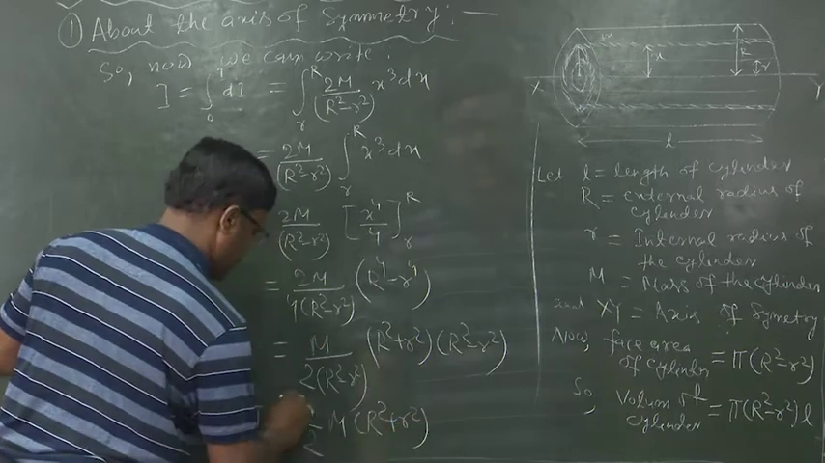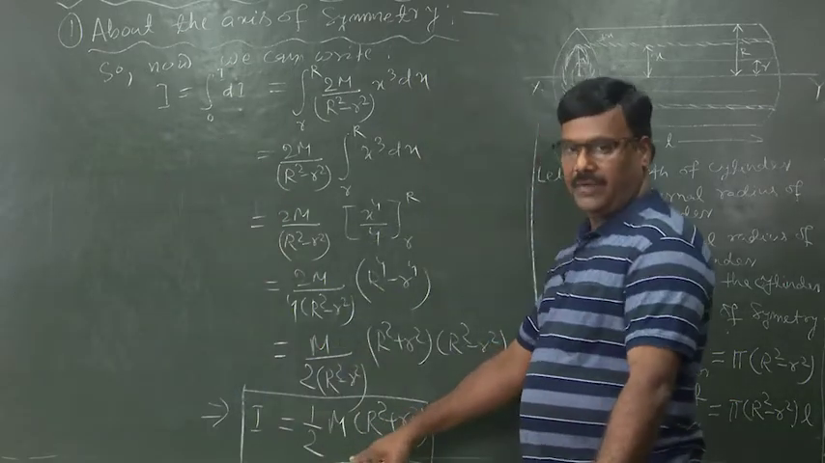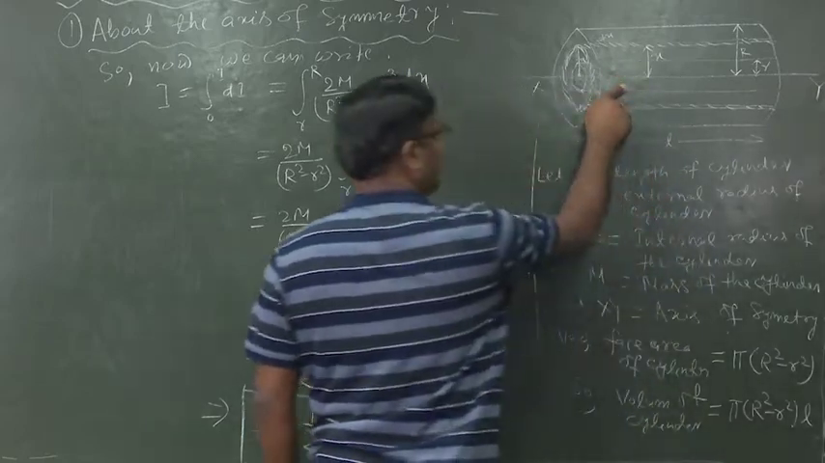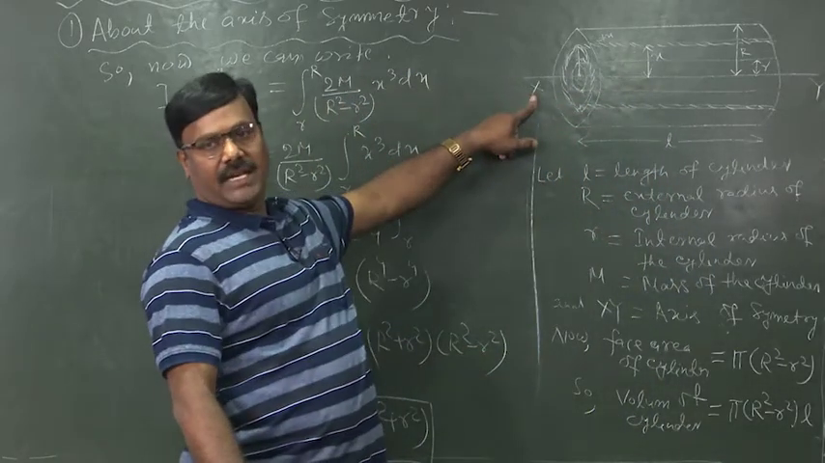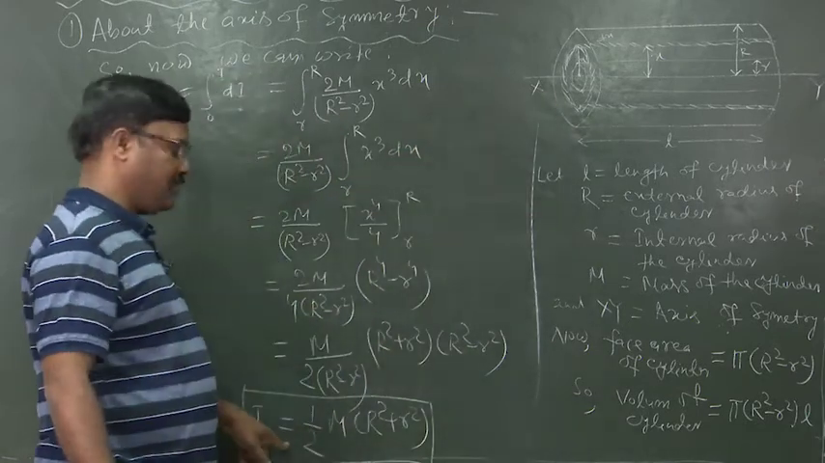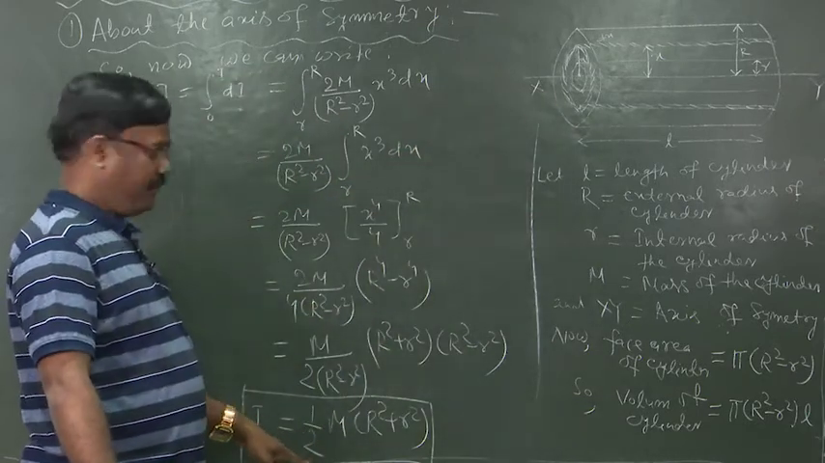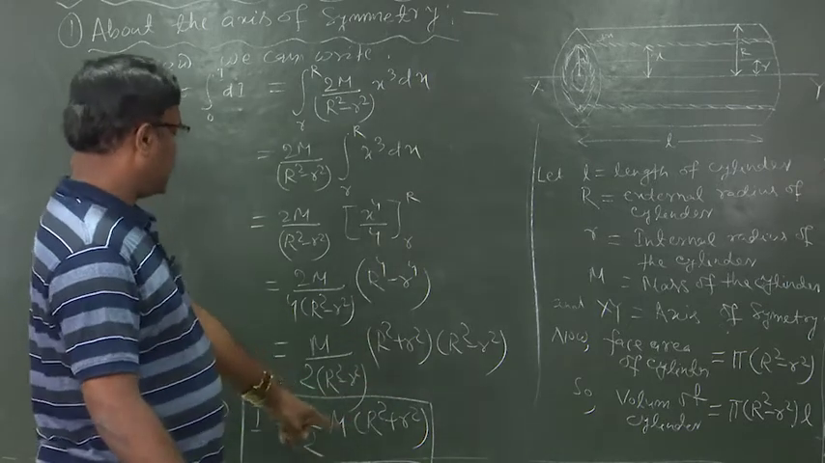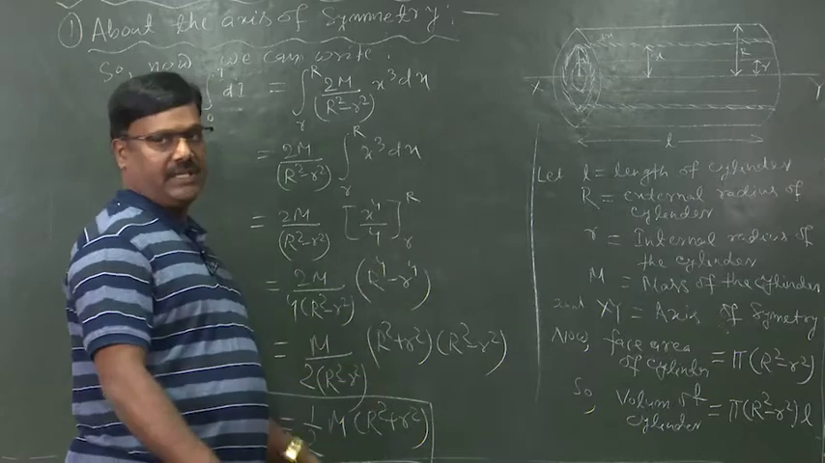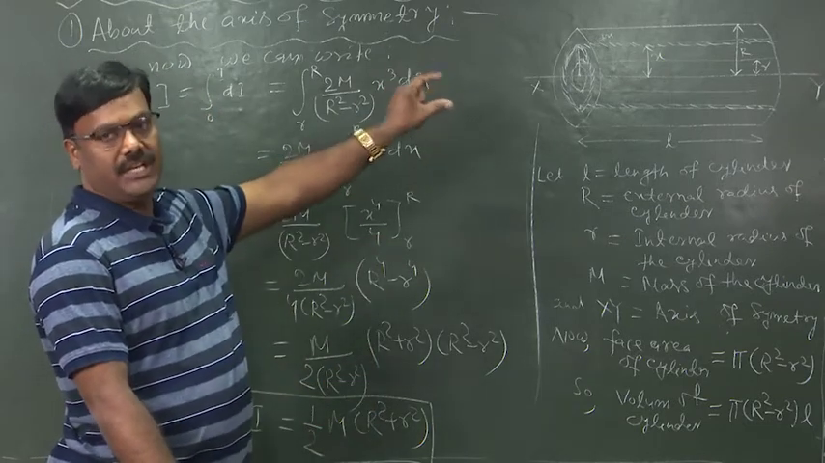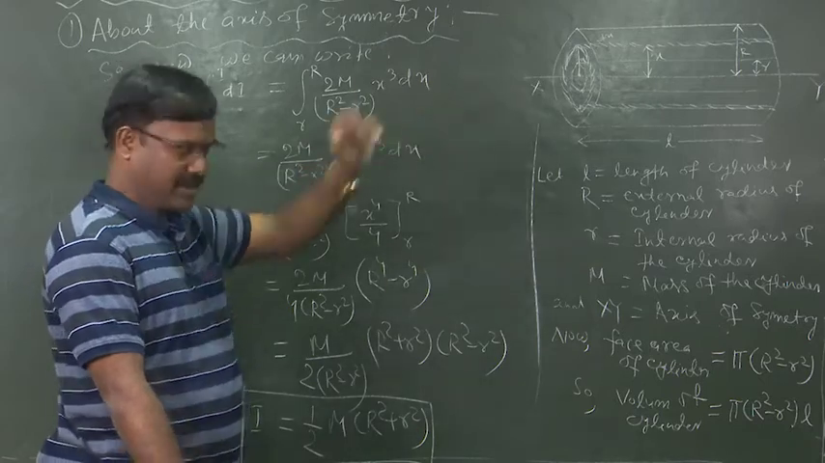Here we found the moment of inertia of this cylinder about the axis of symmetry xy as I is equal to half M (R square plus r square). This is the expression for the moment of inertia of a hollow cylinder about the axis of symmetry.